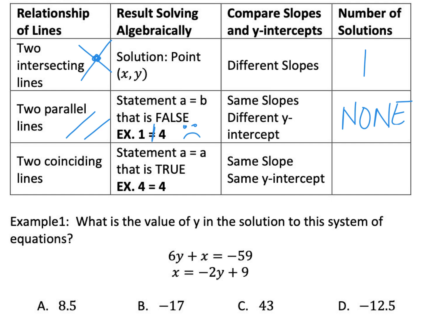Coinciding is when they are true, right? 4 equals 4 always. So that means we have this line, and then we have a second line that is exactly identical. So we only really have one line there. So all of the coordinates match. So this is when it's going to be infinite.